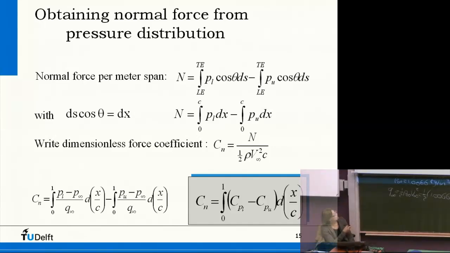How do we get that? Well, we only need this P infinity here. And here we need then minus P infinity. If we do here plus P infinity, we just subtract something and add something to it, so the normal force coefficient will not change. You agree, right? So what I did here is I put minus P infinity here, and then minus minus is plus P infinity here. So I get an even nicer expression of the Cn, the normal force coefficient, integrating from 0 to 1, x over c. That's actually integrating, if you would have just x, from 0 to c. And then the Cp lower minus Cp upper.